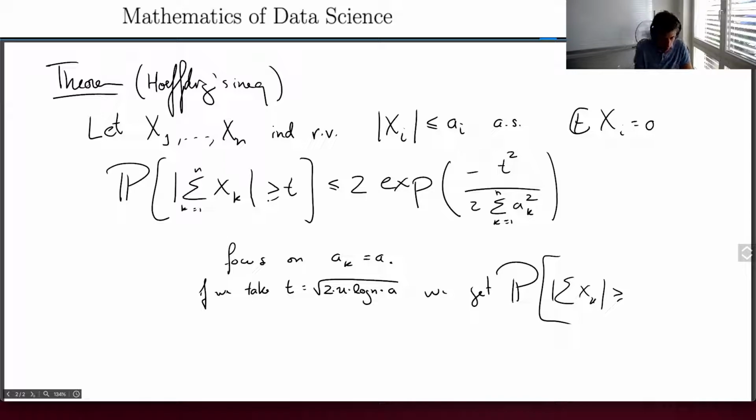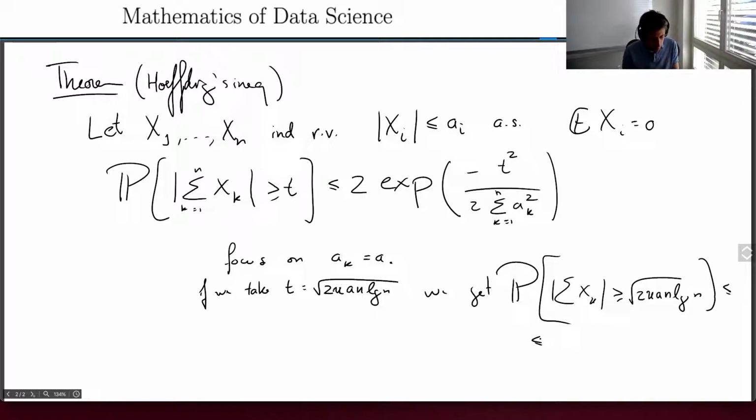this. If we get that the sum is bigger or equal than, okay, let's write this out. Square root 2 u a log n. Oh, I missed an n. Okay, so let's do this all: 2 u a n log n.